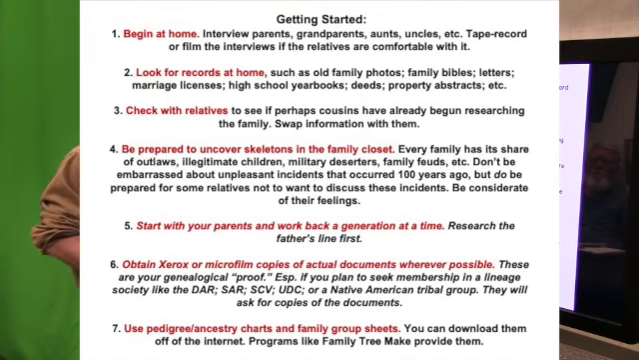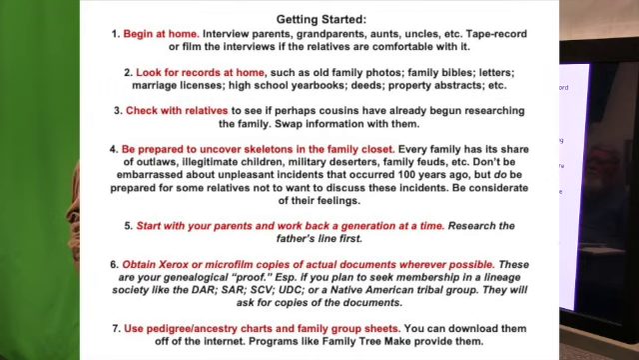Then look for records at home like old family photos, family Bibles, letters, marriage licenses, high school yearbooks, deeds, property abstracts, etc. If you start messing around in your attic or basement, you may find out that you've got more genealogy documents laying around the house than you thought.